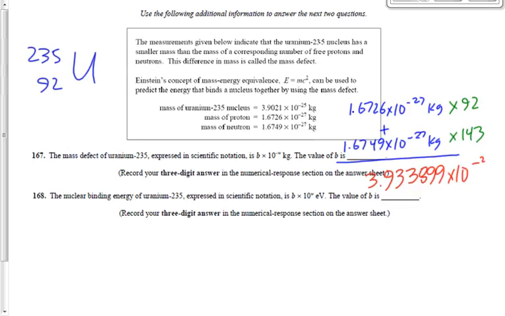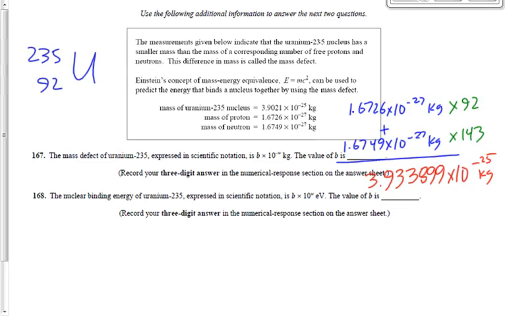All right, look, we got a number that was slightly bigger than the mass of uranium-235. That's what we should expect. Remember, mass defect is the difference in mass between the nucleus and the nucleons, but the nucleus is slightly lighter than the nucleons, as it is here. So don't write this down as your answer. We don't want to do that either. We want to subtract the two to get the mass defect.